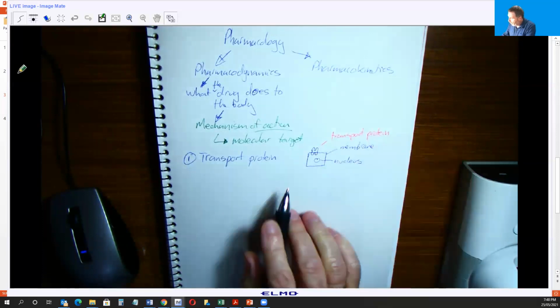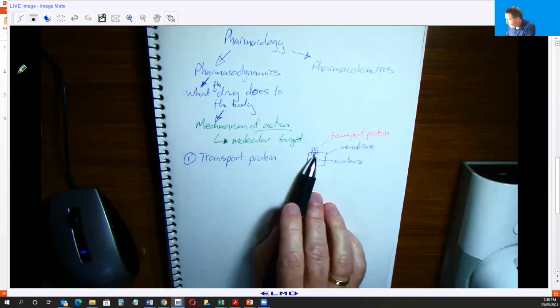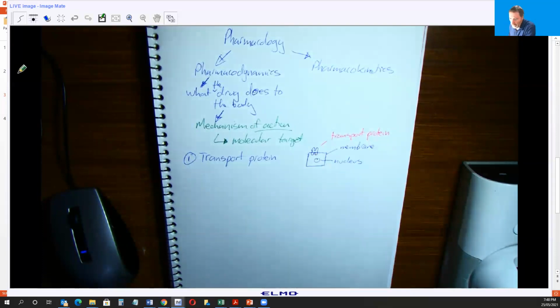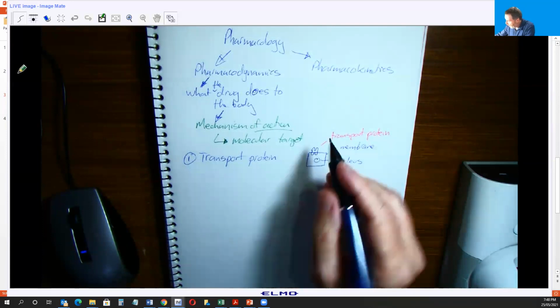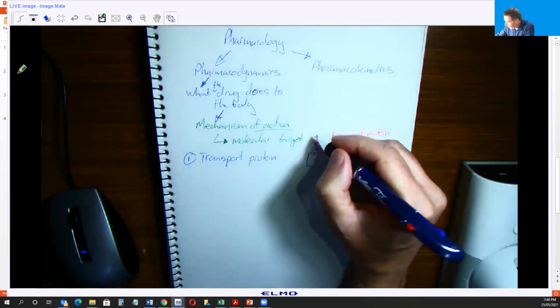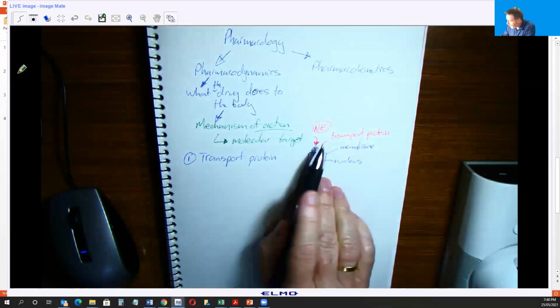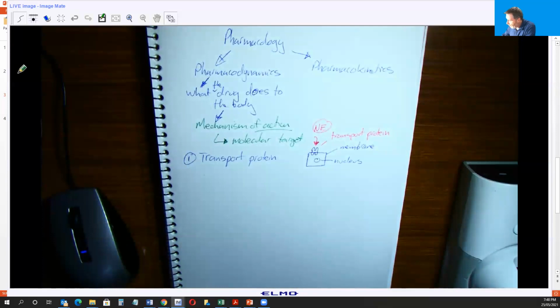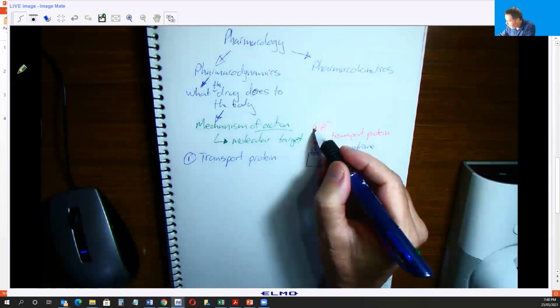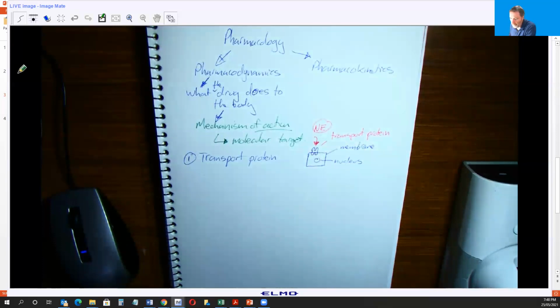Now, there are, for example, different transport proteins on cells in our body. And for example, there are ones that can uptake a particular substance, like, for example, norepinephrine, NE. So this is a transport protein that takes up norepinephrine into the cell.